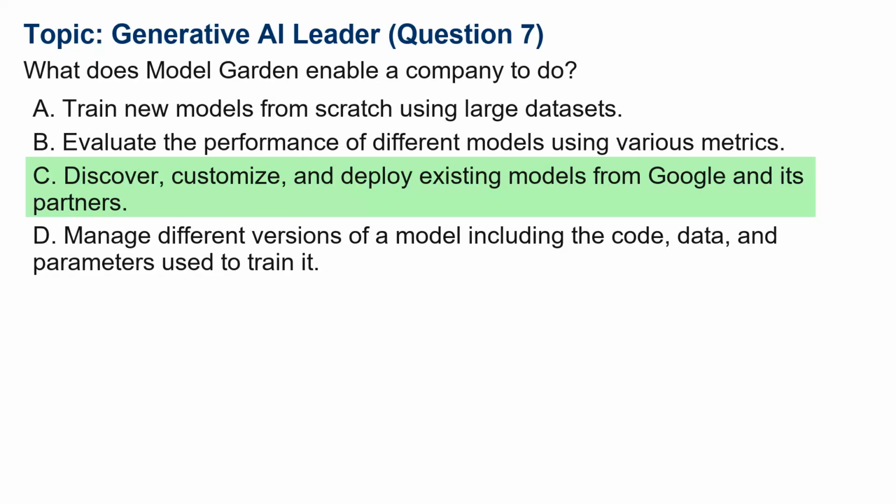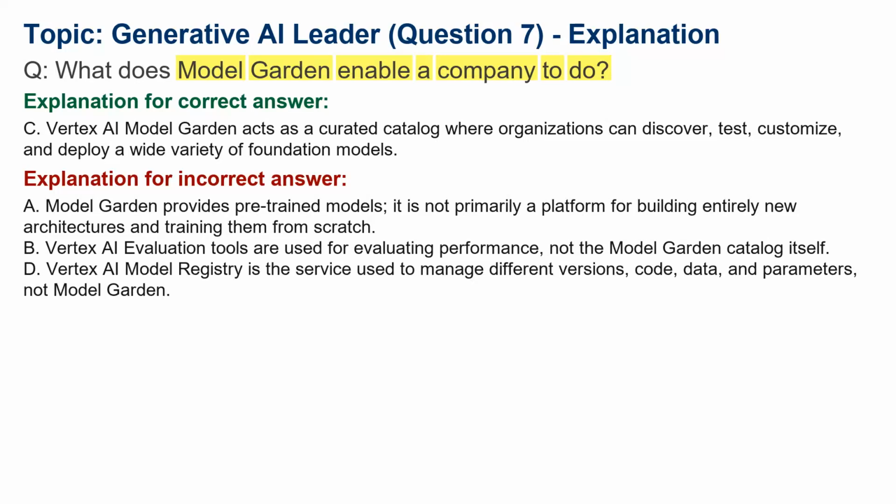The correct answer is C. Discover, customize, and deploy existing models from Google and its partners. To arrive at the correct answer, we focus on the keywords Model Garden enable a company to do. Why is this correct? C. Vertex AI Model Garden acts as a curated catalog where organizations can discover, test, customize, and deploy a wide variety of foundation models. Why are the others incorrect?